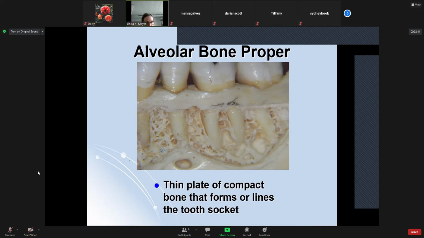I think you can see how thin that is. I'm just drawing the width of it right there. That's all the alveolar bone proper that I can see really clearly on the mesial of the mesial root of number 19.